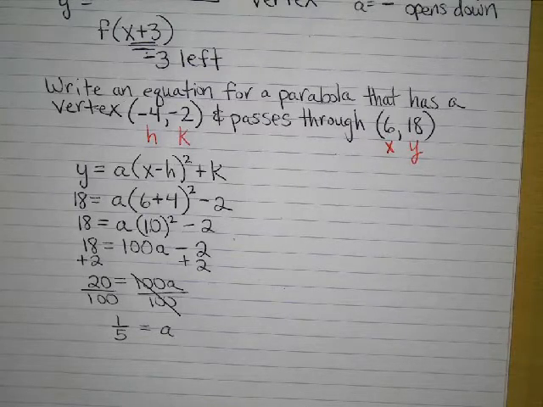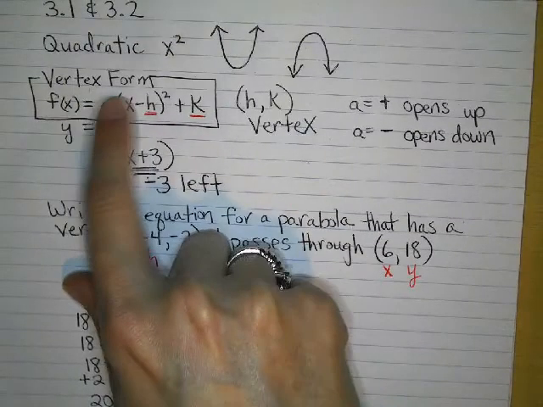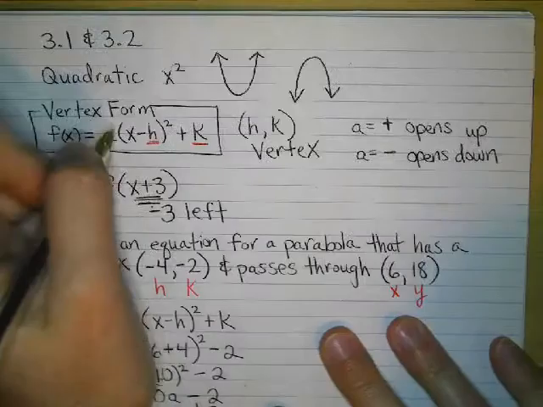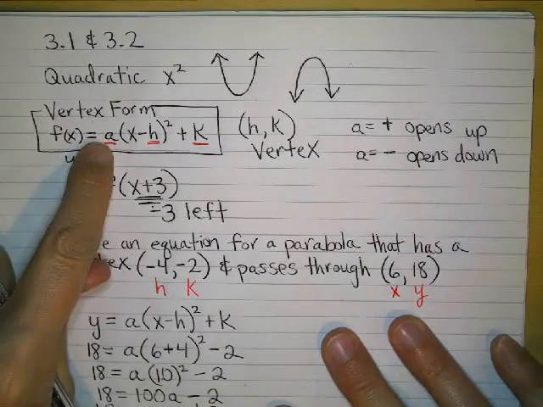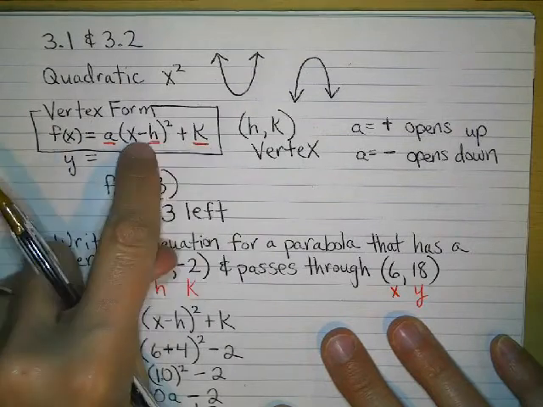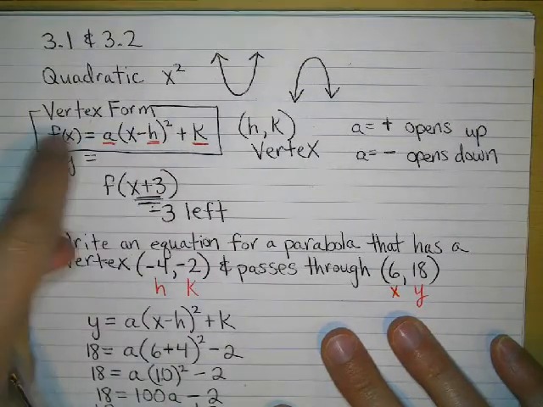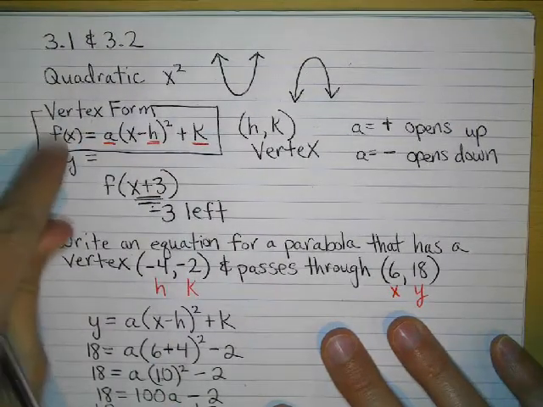I could write my final answer in this vertex form. When you write your final answer, you need to know what that a is. We just found it. And you need to put in h and k. But you leave the x there and you leave the y or the f of x over here.